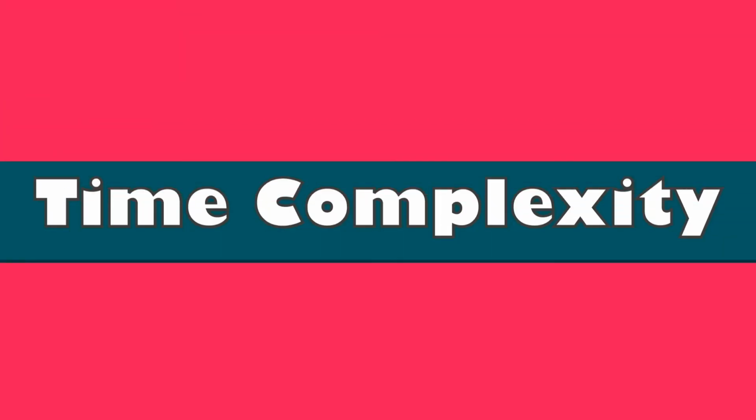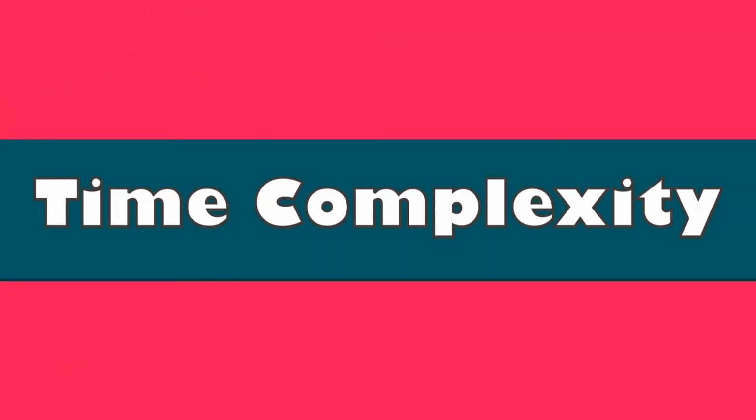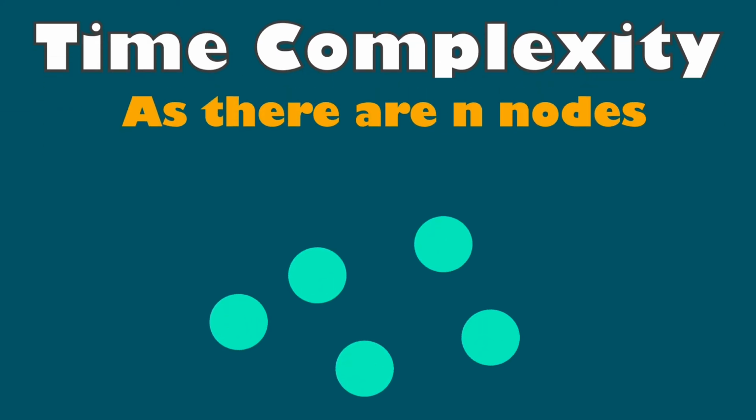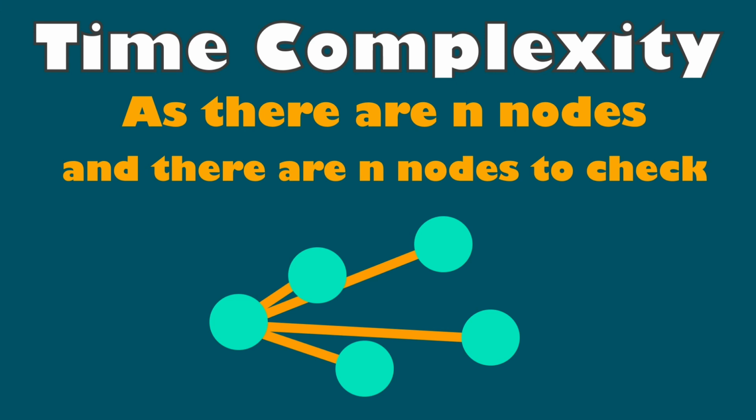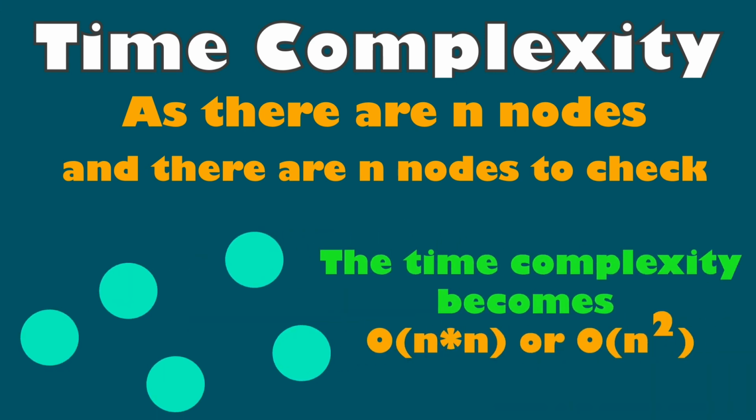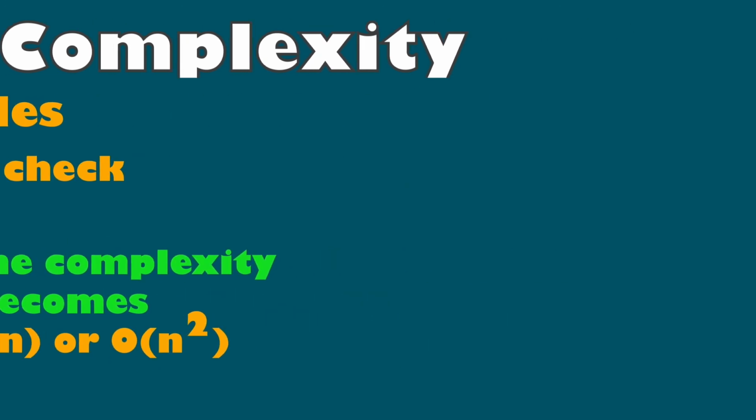Let us now see the time complexity of the algorithm. For that we need to see how the algorithm works. So the algorithm checks n nodes, and from each node it checks n maximum adjacent nodes, which gives us O of n times n, which is O of n squared, which is quadratic time complexity.